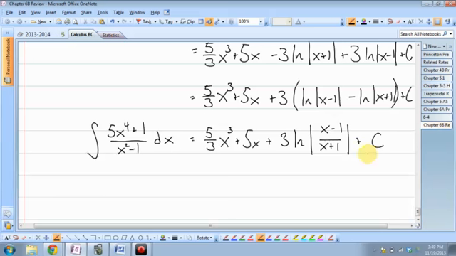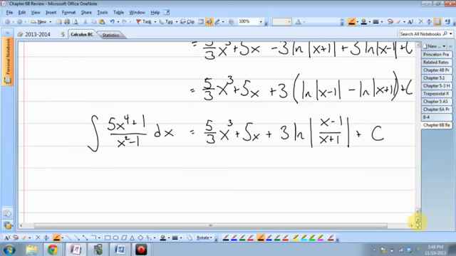Adam? How do we know if the absolute values are necessary? Even power, even root. Anytime the range is strictly positive, you don't need it.